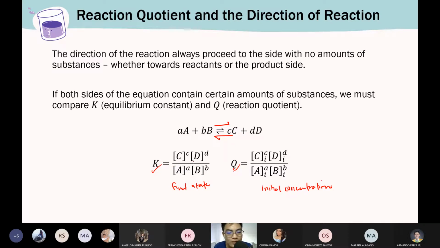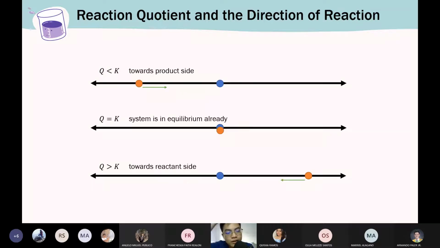So again, K and Q are very similar with one another except that for the Q, the reaction quotient, the concentrations must be initial. Ito yung ihahalo mo pa lang sila. Tapos kapag naghalo na sila, you have your K value. Pero bago mo sila ihalo, you have your Q value. Okay? And depending on the value of Q and K, you can tell where the reaction is going.